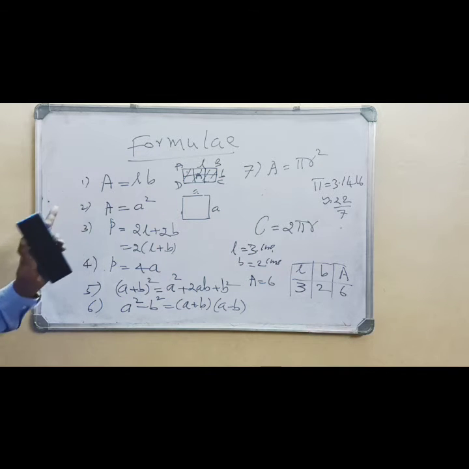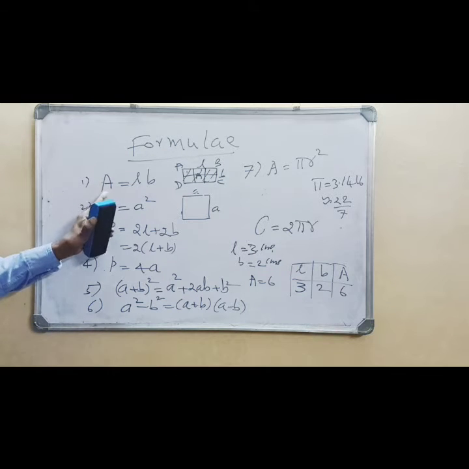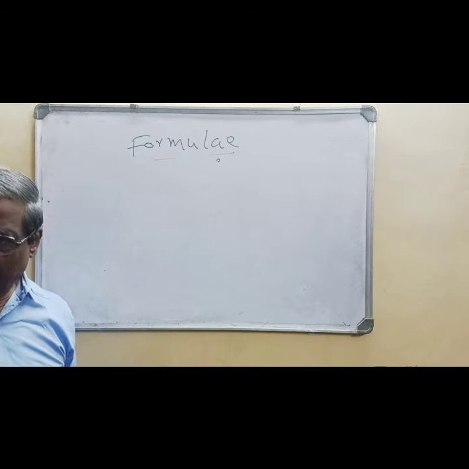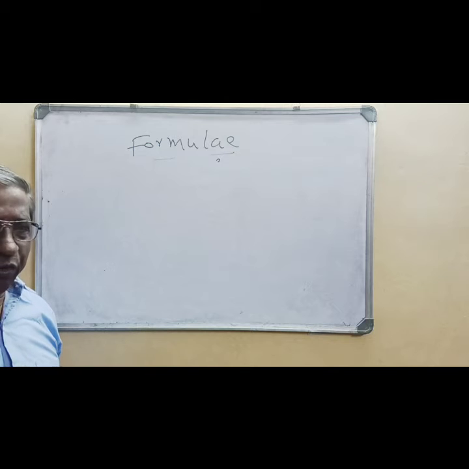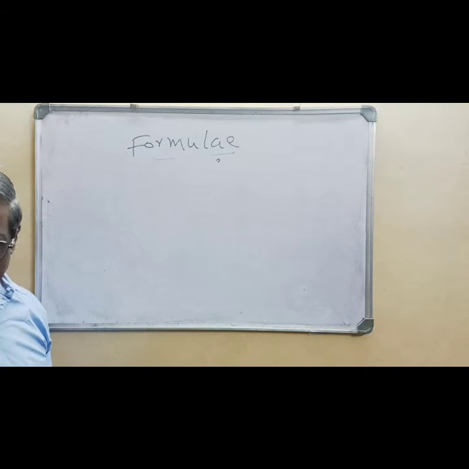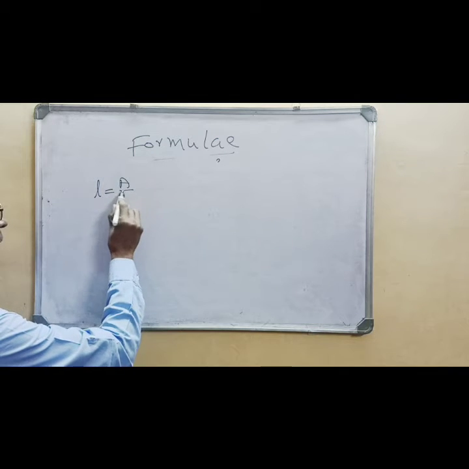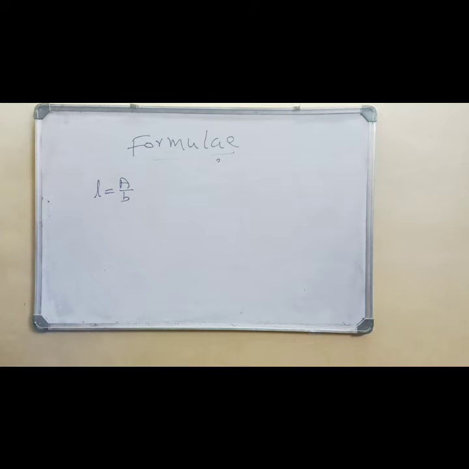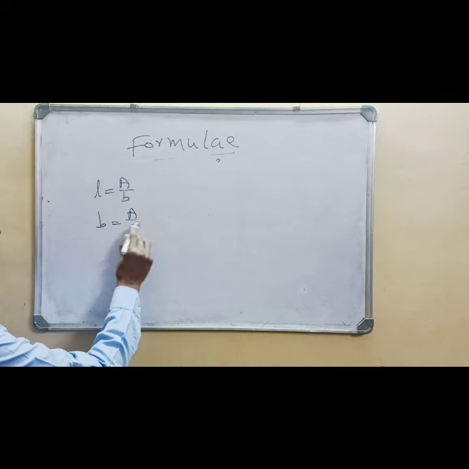So, the quantity that you require is to be written on the left hand side. Suppose here there are 3 variables, A, L, B. These are 3 elements. If you know 2, you can determine the third one. Like L is equal to A upon B. If you divide the area by the breadth, you will get the length. Similarly, B is equal to A upon L.